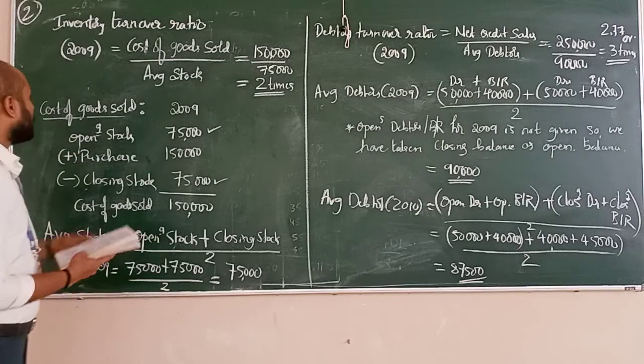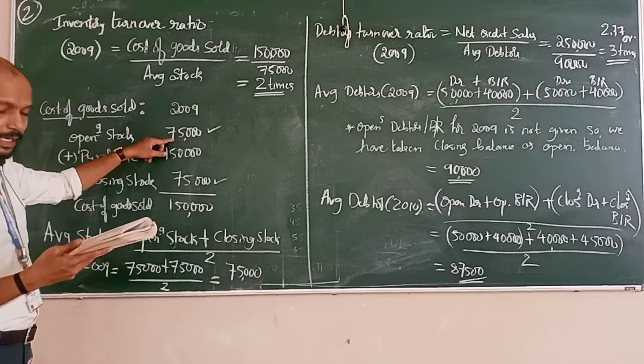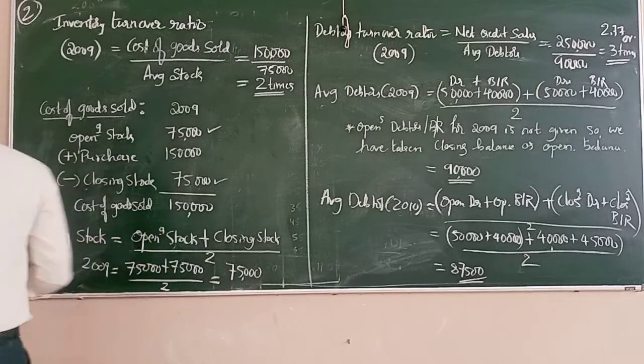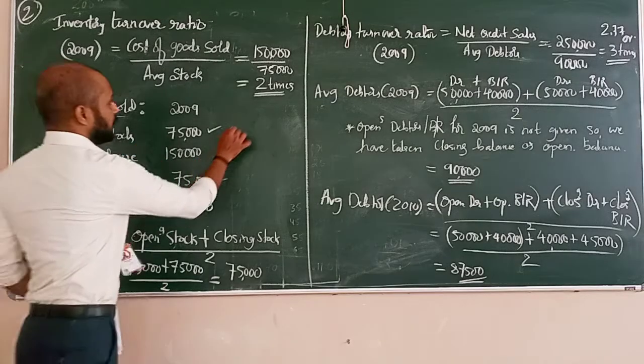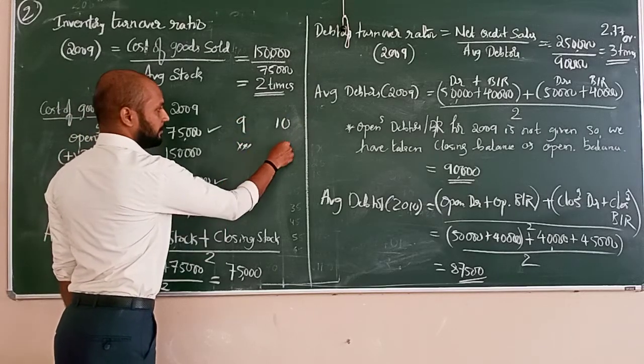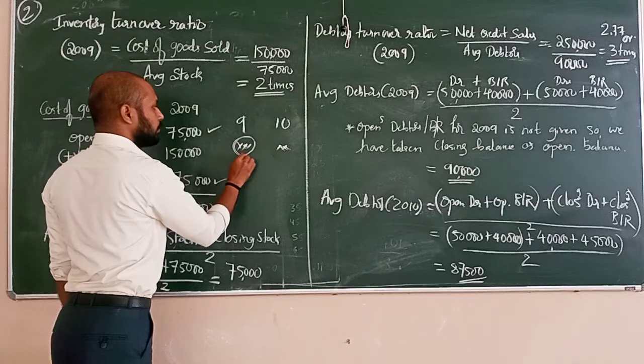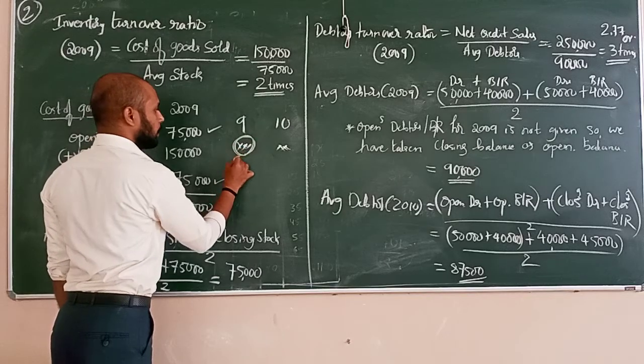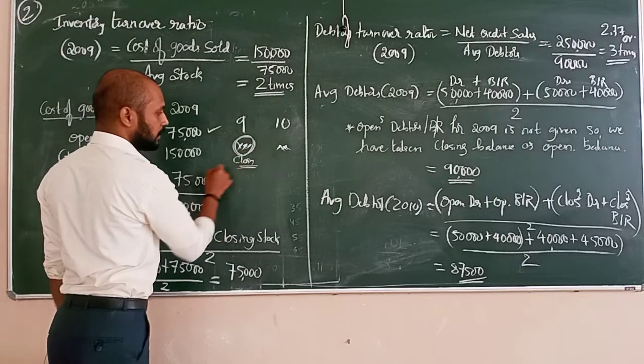For 2009 you have to bring out opening stock. So for 2009 and 2010, try to remember, they are given two different years, right? Whatever the balance they give for different years, the balance of 2009 means the closing balance they give. Balance sheet includes closing balance, right?